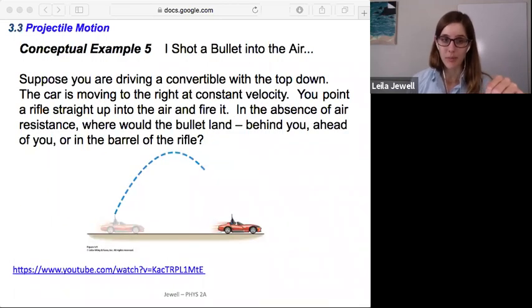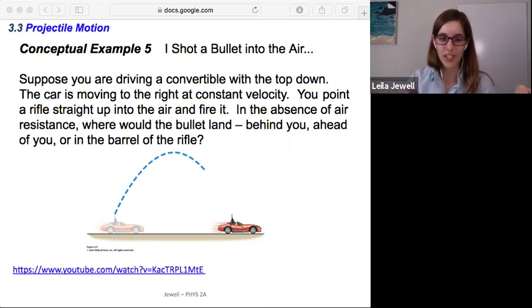One more example. I shot a bullet in the air. So suppose you're driving a convertible with the top down. The car is moving to the right at a constant velocity. You point a rifle straight up into the air and fire it. In the absence of air resistance, where would the bullet land? Behind you, ahead of you, or in the barrel of the rifle? So I'd like for you to reflect on this, see if you can come up with an answer.